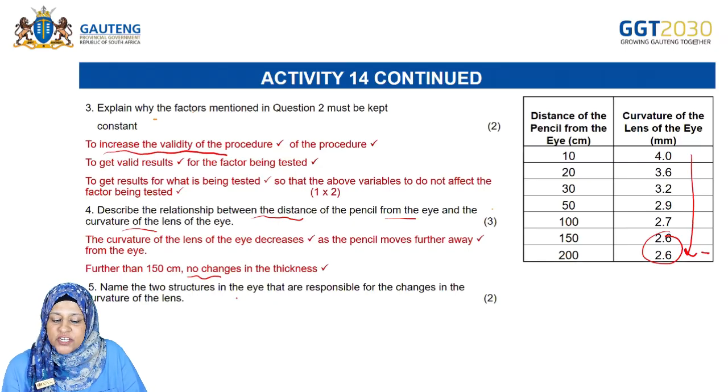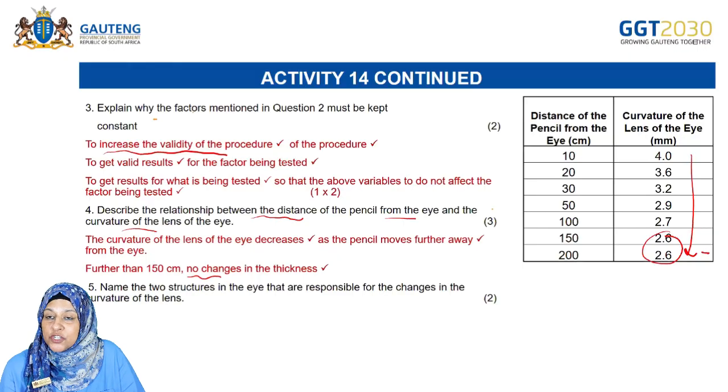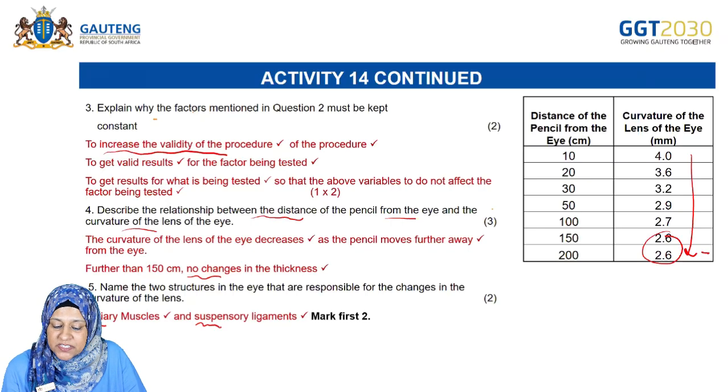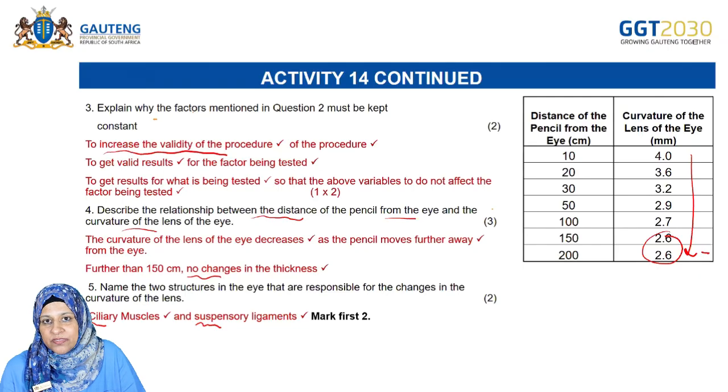Name 2 structures in the eye that are responsible for the changes. Remember, we spoke about accommodation, and the 2 structures will be the ciliary muscles and suspensory ligaments. Okay, it's ciliary and suspensory. Please don't mix it up with the other muscles. Okay.